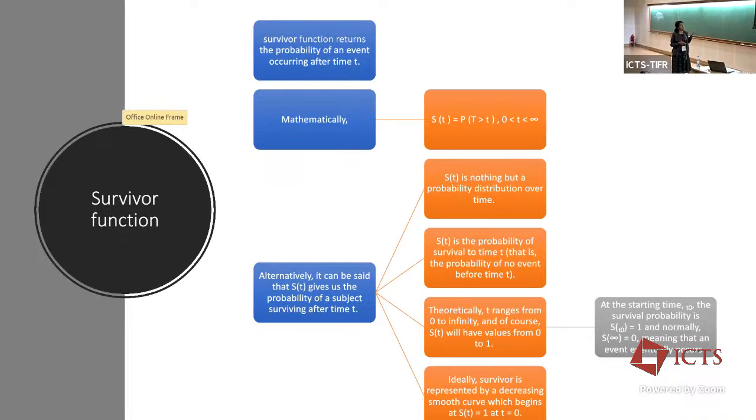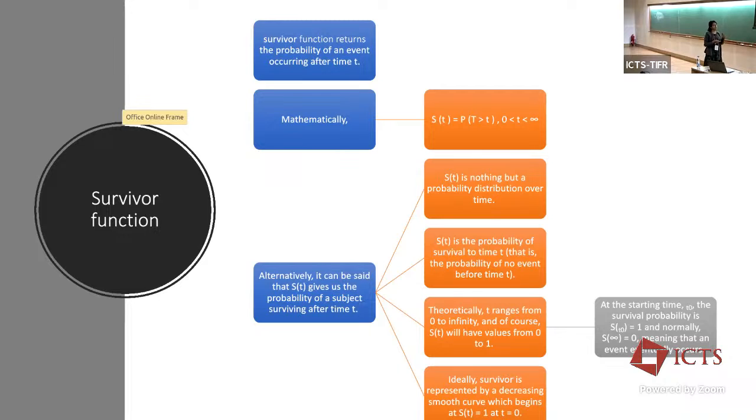So it's nothing but a probability distribution over time. It's the probability of survival to time T, that is the probability of no event before time T occurring. Theoretically, it ranges from 0 to infinity. And of course, S(t) will have values from 0 to 1. So at the beginning, at time 0, it's 1. At time infinity, it will be 0. So at the starting time, it's 1, and you expect at the end, it's going to be 0.